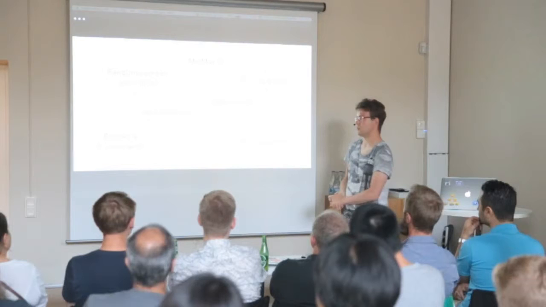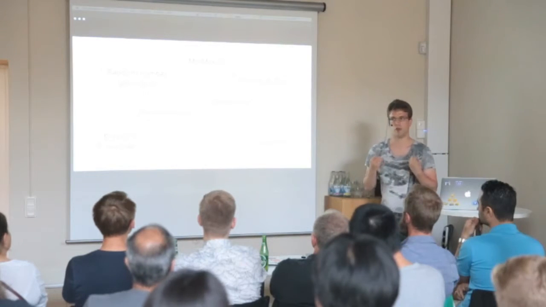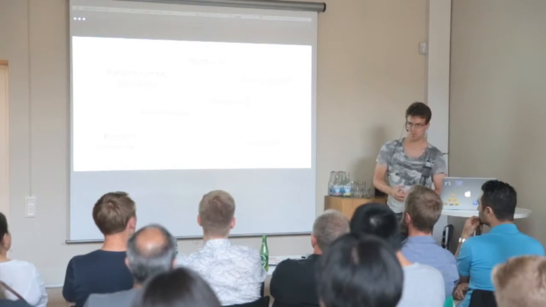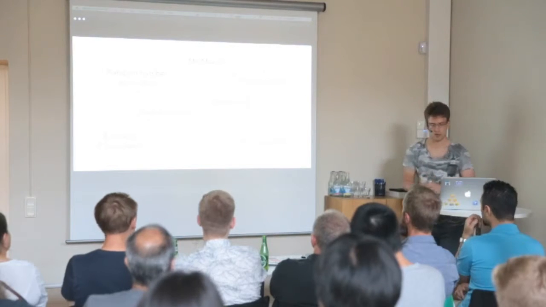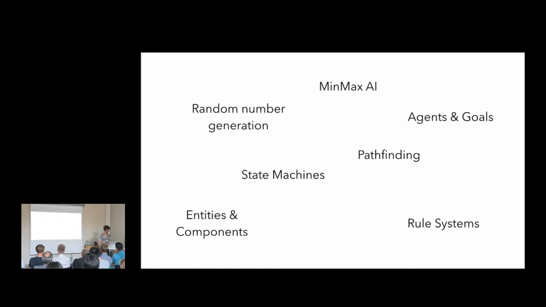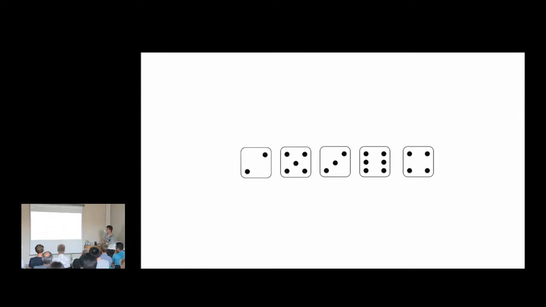Agents, goals, entities, and components are also very opinionated APIs. But hopefully you will see that they make sense in a gaming environment. Let's start with the probably least exciting, random generation. It's a big component in games because it would be very boring if it was the exact same every time.